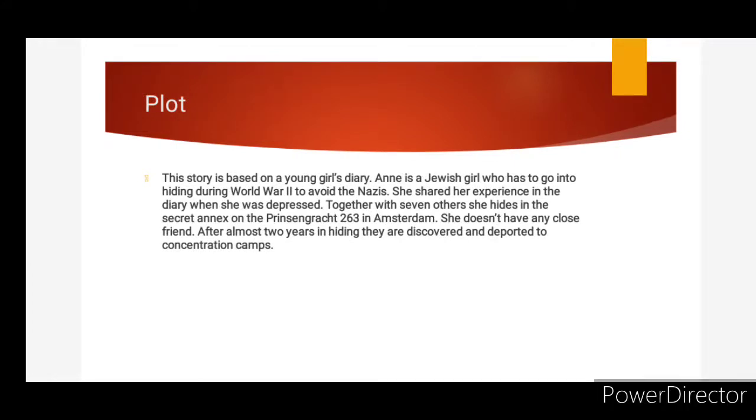Let's have a look at the plot. The story is based on a young girl's diary. Anne is a Jewish girl who has to go into hiding during World War II to avoid the Nazis. She shared her experience in the diary when she was depressed. Together with 7 others, she hides in the secret annex in Amsterdam. She doesn't have any close friend. After almost 2 years in hiding, they are discovered and deported to concentration camps.